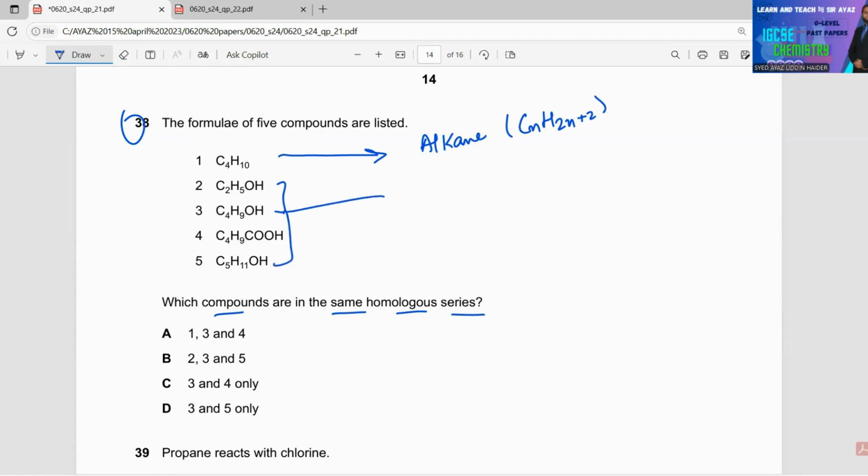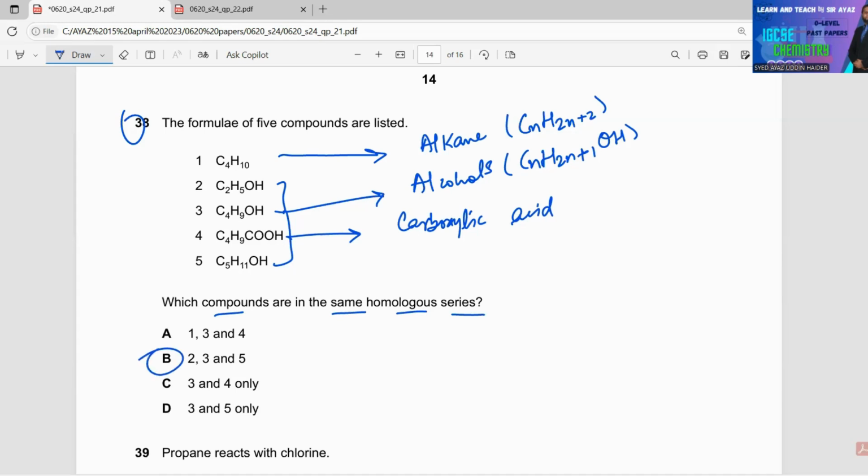These are alcohols, because we are following the general formula CnH2n plus 1 OH. And we have only one carboxylic acid. So obviously 2, 3, and 5. B is the right answer in this case.